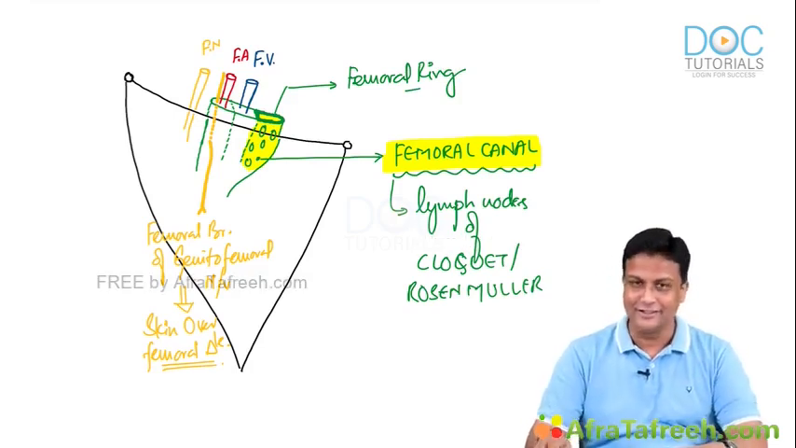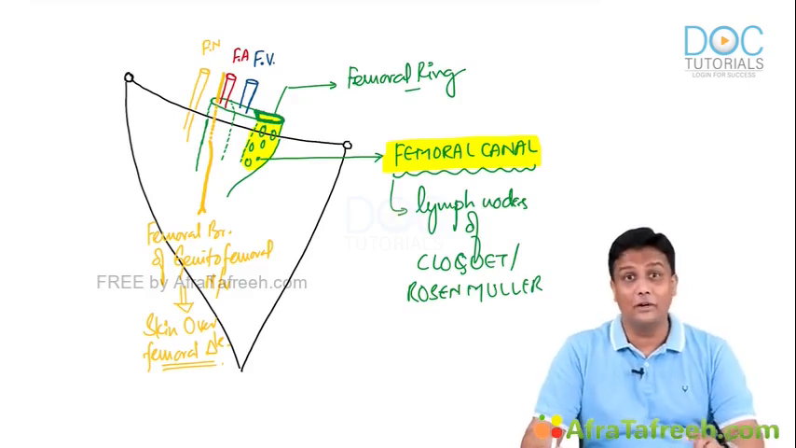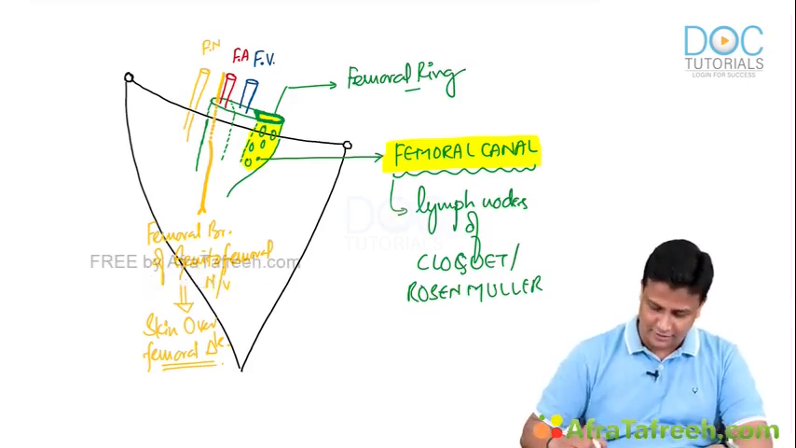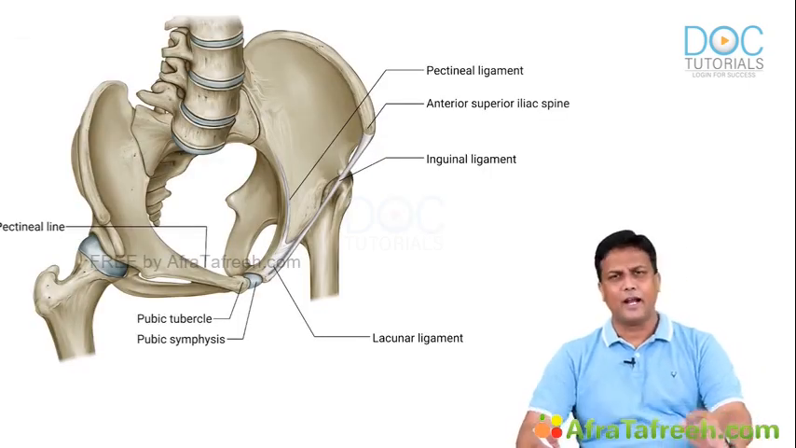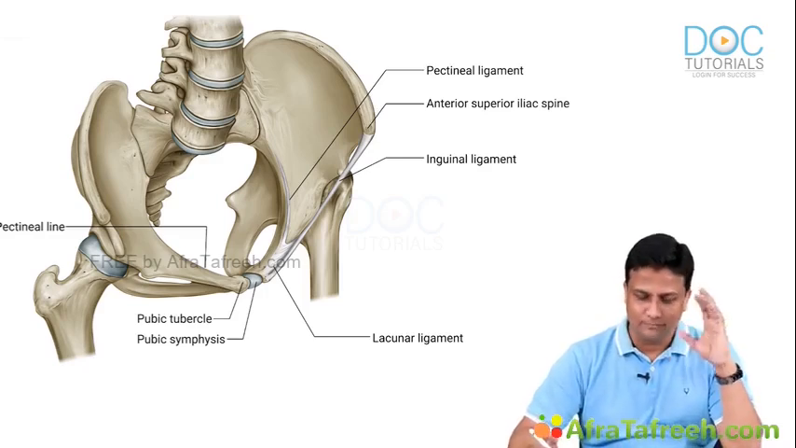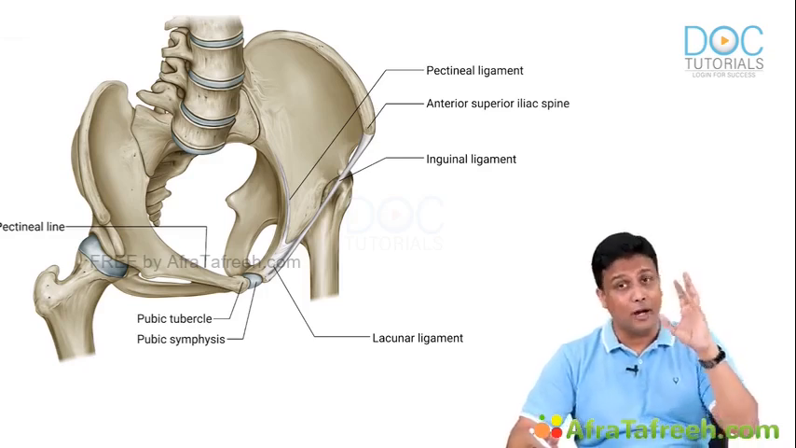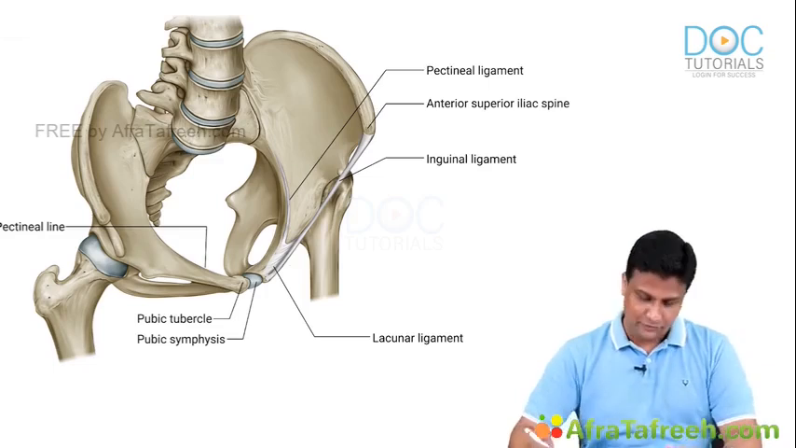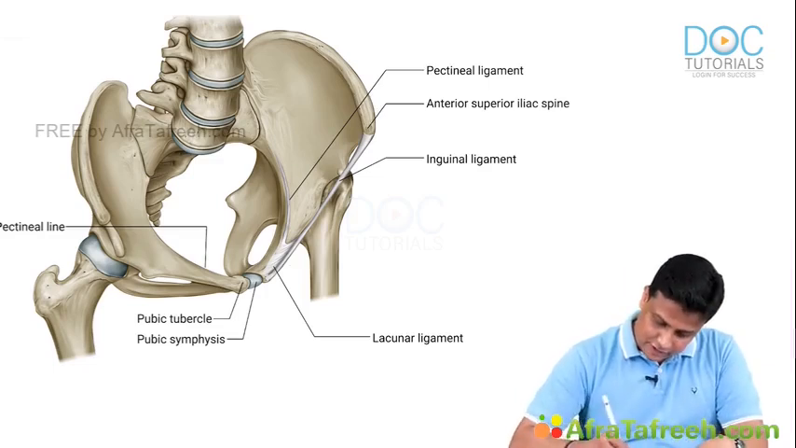Now, do one thing here. To make you learn the boundaries of the femoral ring in an easy manner, let me show you one diagram here, guys. Just look at this diagram here. And what you do is, in your mind, you try to imagine, or you try to apply where exactly you have the femoral sheath now. So, remember, the femoral sheath is somewhere here.